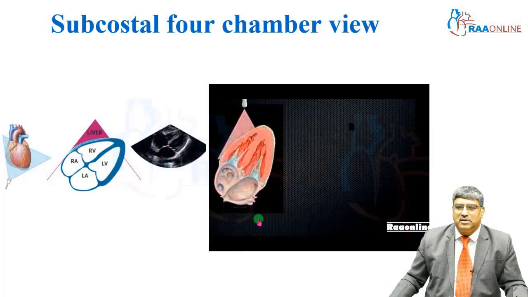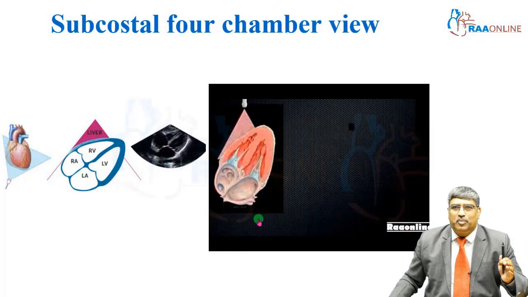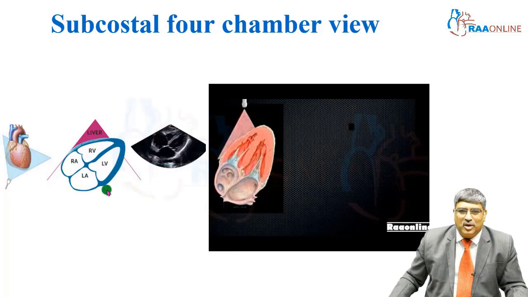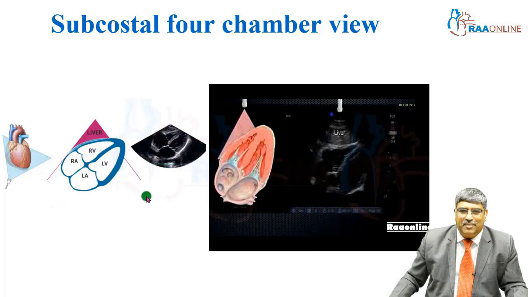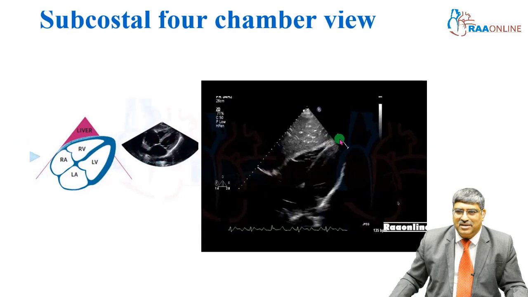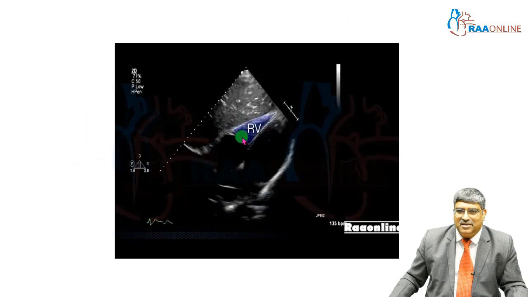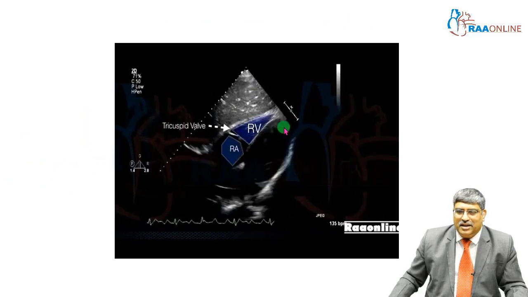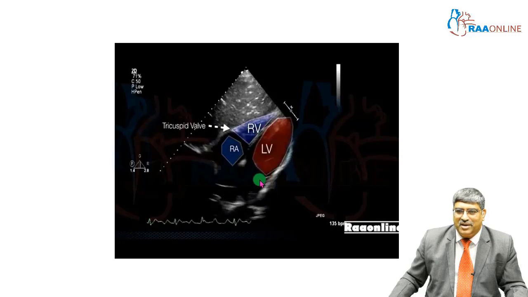Now coming to subcostal. Here you place the probe in the subcostal part and you cross the liver to examine the 4 chambers of the heart. Here you have the right ventricle, right atrium, left atrium and the left ventricle. Here you can see this is the right ventricle, the tricuspid valve, right atrium, and here you have the left ventricle and the left atrium.